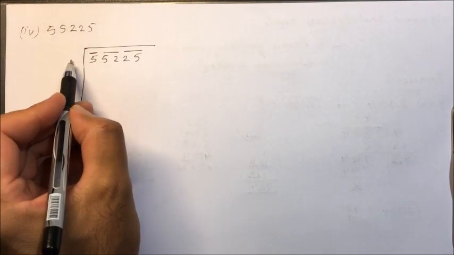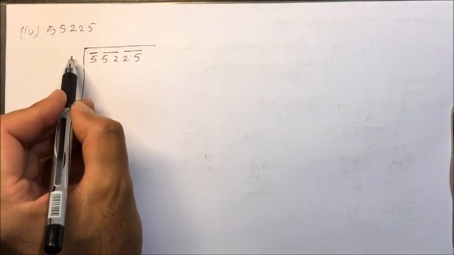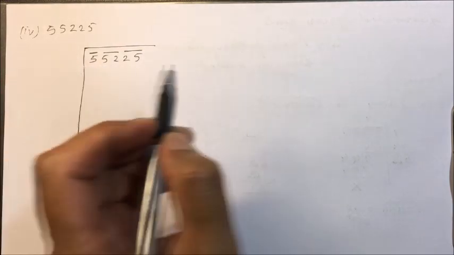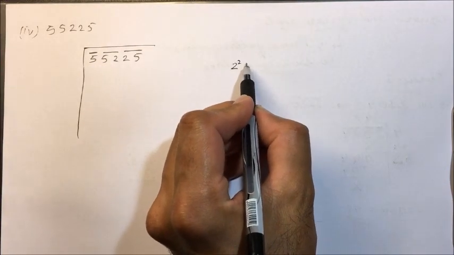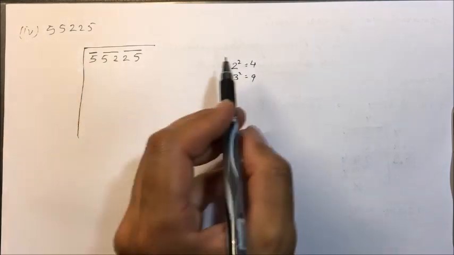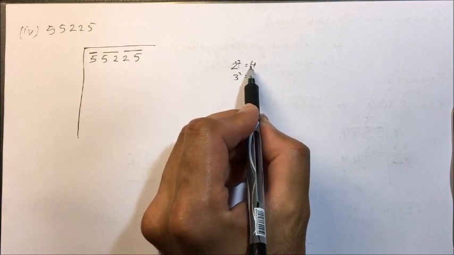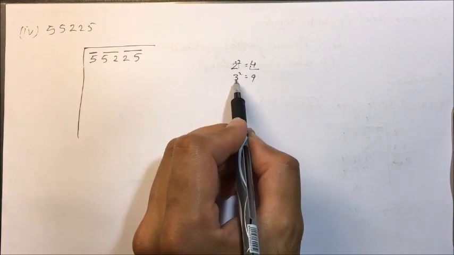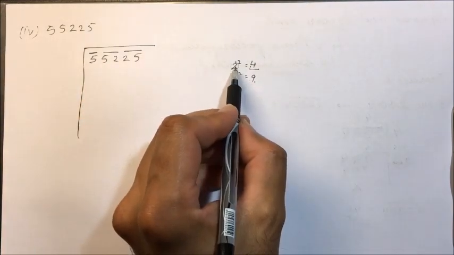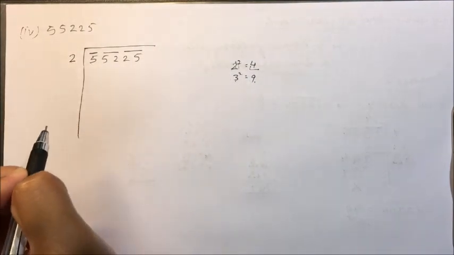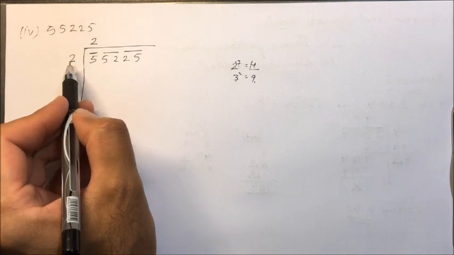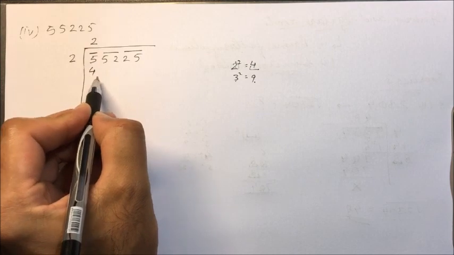So we have to find the greatest number such that that number's square does not exceed 5. If I take 2, 2 squared is 4, 3 squared is 9. So the greatest number will be 2, and its square does not exceed 5. 3 squared is 9, it exceeds 5, therefore we will go with 2. Write 2 here, and here 2. And 2 squared is 2 into 2, that is 4.